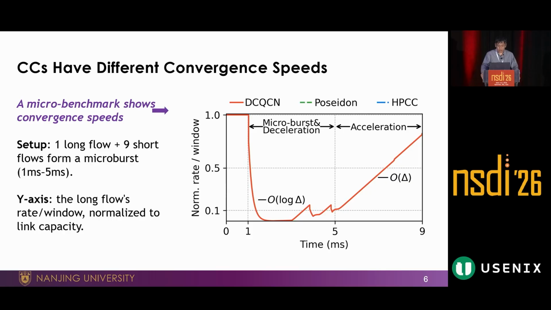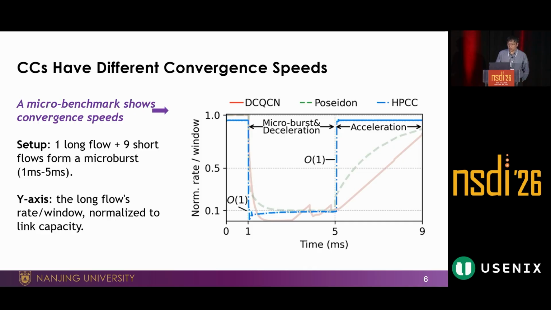Typically used DCQCN is deployed in current data centers, and we can see the decreasing speed is O(log delta), and the increasing acceleration speed is O(delta). It's very slow. And this is Poseidon, a publication from recent years. Both the deceleration and acceleration are O(log delta). I will not explain the details here. And this HPCC is actually very good. It really achieves O(1) convergence. This is a rather ideal form.